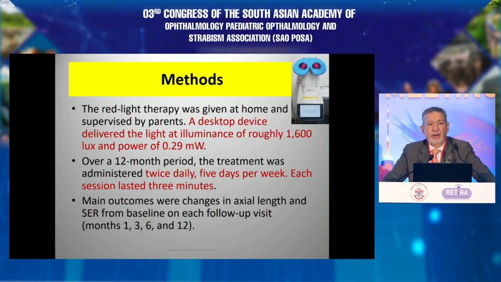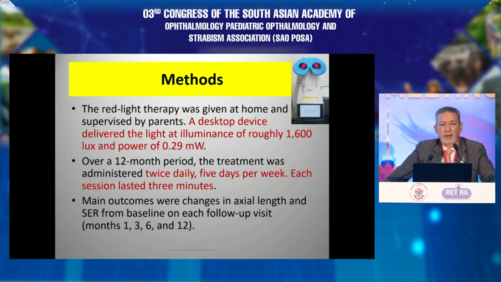Red light therapy was given at home, supervised by parents. A desktop device, that's the device that you see, delivers the light at an illuminance of roughly 1600 lux and power of 0.29 milliwatts. So over a 12-month period, the treatment was given just twice daily, 5 days a week, Saturday, Sunday off. Each session lasted just 3 minutes. So main outcome measures were change in axial length and the SER from the baseline on each follow-up visit. The follow-up visits were at month 1, 3, 6, and 12.